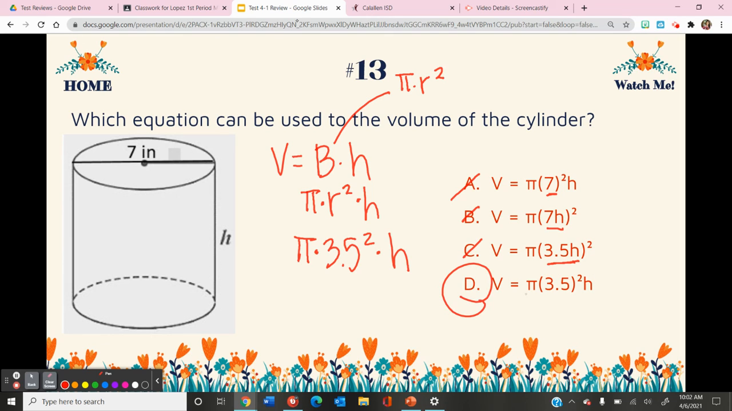And then lastly, D is our answer. We have pi times the radius squared and then times the height. So D is your answer.